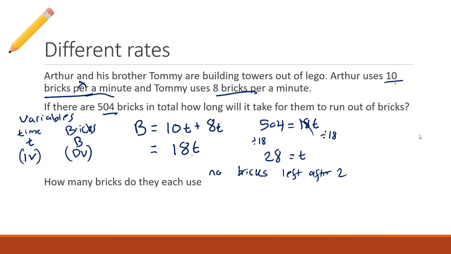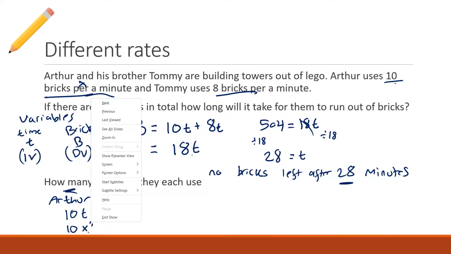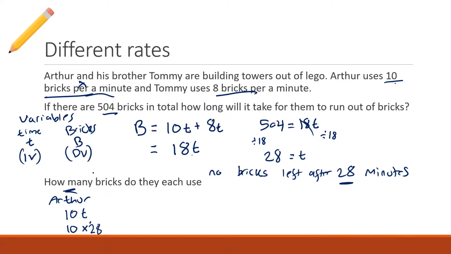All right, now the last question. How many bricks do they each use? Well, we can actually use this information to answer this question here. Let's start with Arthur, right? Arthur's using 10 bricks per minute, right? So if he's got 28 minutes, he's got 10 bricks per 28 minutes. So that means Arthur's going to use 280 bricks.